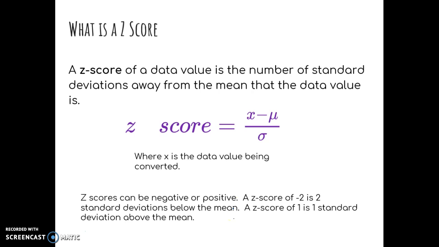Z-scores can be negative or they can be positive. The z-score represents how far that number is, in terms of standard deviations, from the mean. So if it is above the mean, then it will be a positive z-score. If it's below the mean, it will be a negative z-score. If it is the mean, then that z-score will be 0. So z-scores can be negative and they can be positive.